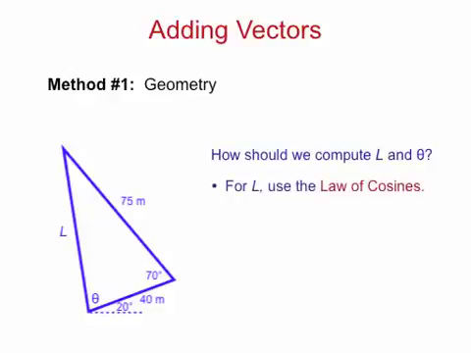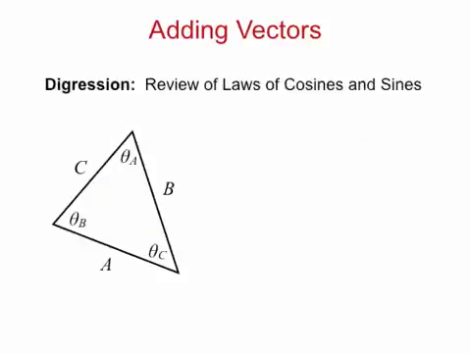Well, we can calculate L using the law of cosines. And once we have L, we can calculate theta using the law of sines. It's probably been a while since you learned about the law of cosines and the law of sines, so we better briefly review. Suppose you have a triangle, any triangle, with sides of length A, B, and C. Let's call the angle opposite A theta sub A, the angle opposite B theta sub B, and so on.